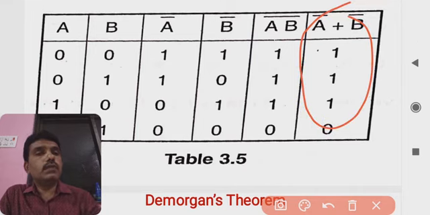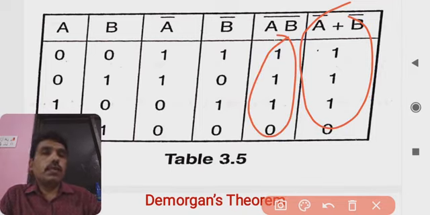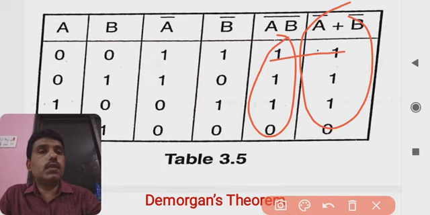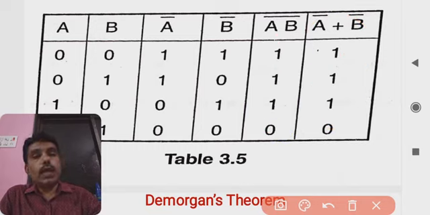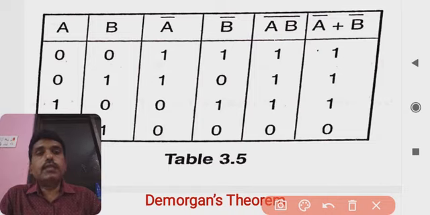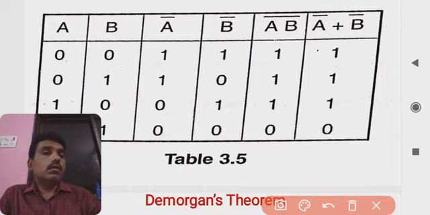If you look at these values, they exactly match with A and B complement: 1, 1 here, 1, 1 again here, 1, 1, and 0, 0. That means I can write A and B complement is equal to A complement or B complement. In simple words, it is the statement that the complement of the product is equal to the sum of their complements. This is De Morgan's second theorem.